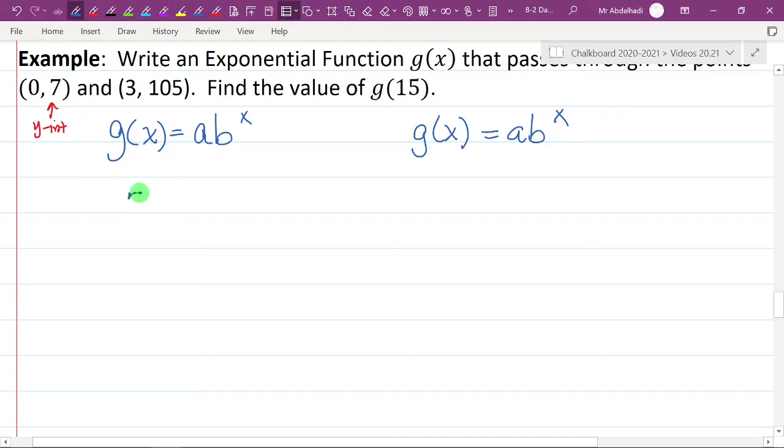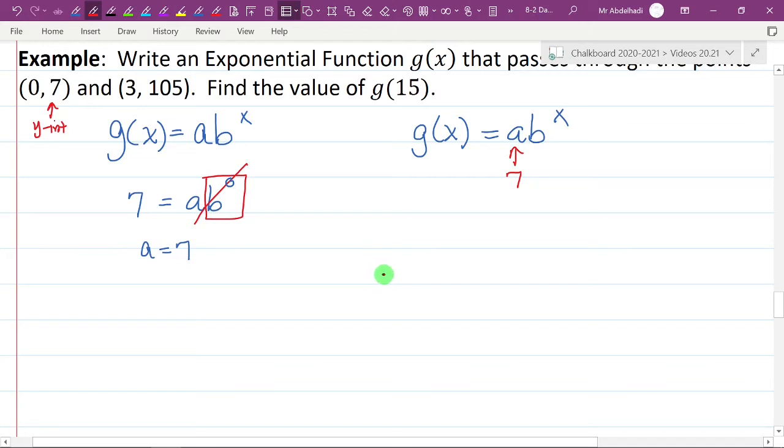This is the y, which is 7, and this is the x, which is 0. And we hopefully know that anything to the 0 power is a 1. So this is just a times 1. So for all intents and purposes, this is gone. So we get 7 equals a, so a is 7. Boom. There it is. And now we know that that's going to be a 7.